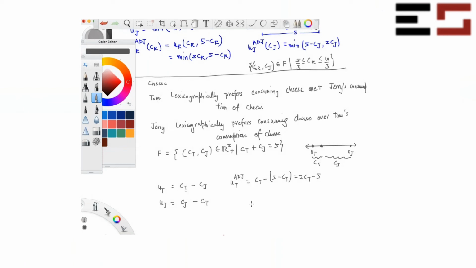So I mean, every allocation will be Pareto efficient, because no matter which allocation you consider, if you move to the right, you will make Tom better off, but you will end up making Jerry worse off. And if you move to the left, you end up making Tom worse off, and Jerry will be better off. So the key thing here is this, that no matter where you pick a point, any movement away from that point will necessarily make one of them worse off. So what that means is, that particular allocation is Pareto efficient.